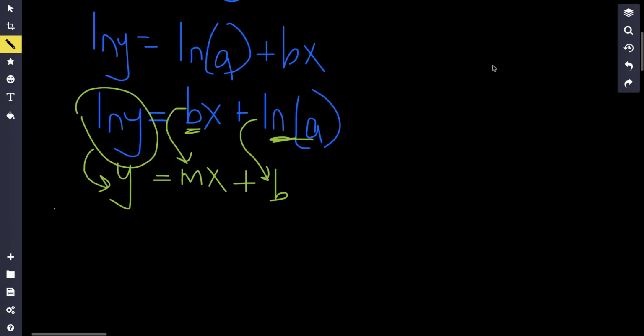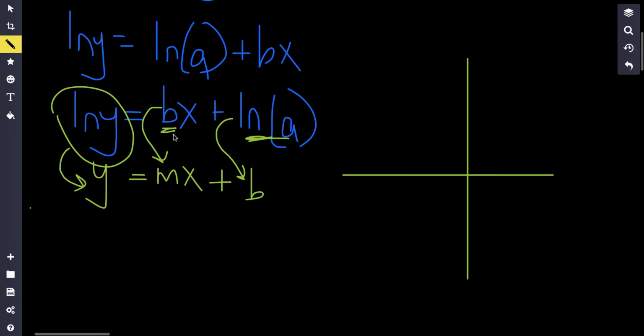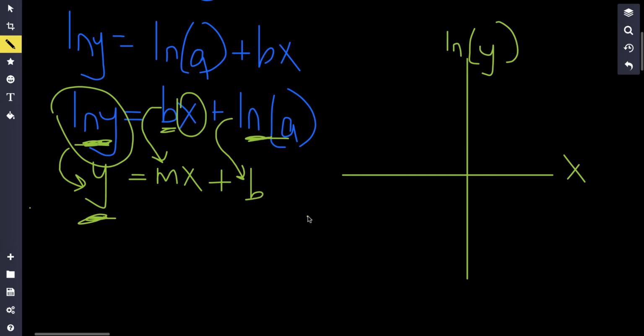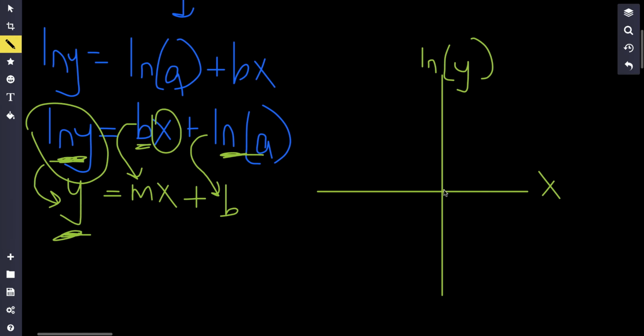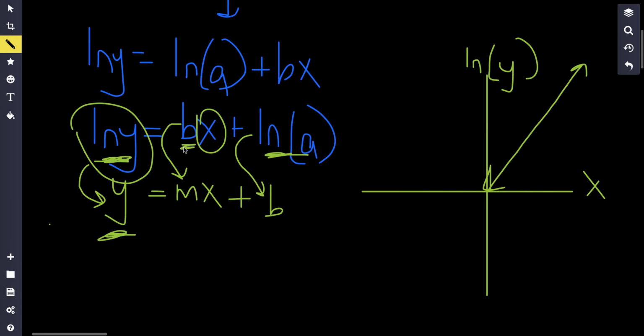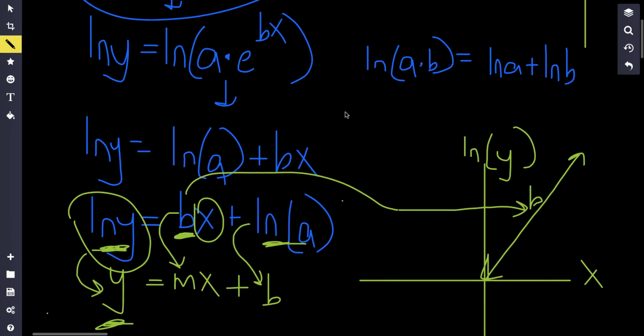However, if we look at this graph right over here, ln of y is equal to bx plus ln of a, how is this graph going to look? Well, we're still going to have x on our x-axis, because that's still there. But now on our y-axis, we're going to have ln of y. Remember, ln of y represents our new y. And in fact, this is going to be a linear relationship. So it's going to look something like this, because there's a constant slope. And in this case, the slope is b.